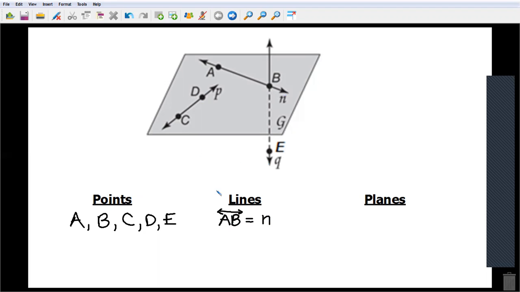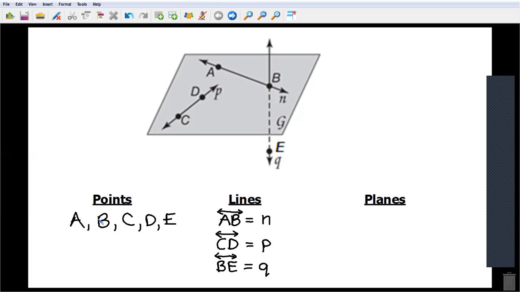For this one, same thing. We've got the points C and D. Another name for that line is line p. Notice that when they use the points, they use capital letters, and when they call it by just one letter, they use lowercase letters. The last line that we have on this diagram is line BE. And another name that we could call that line is line q.